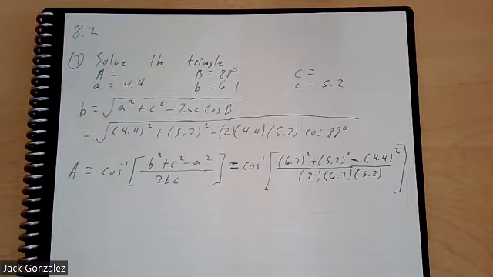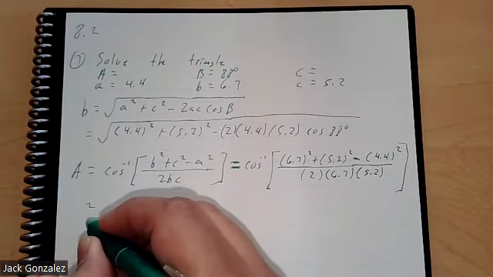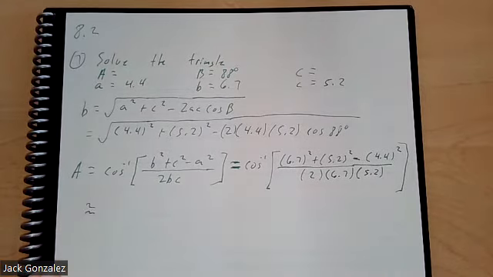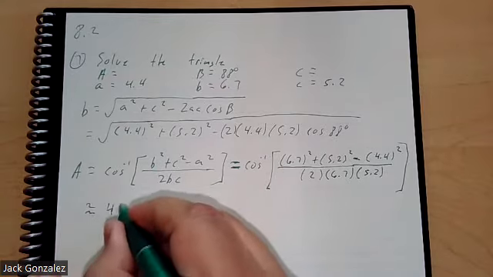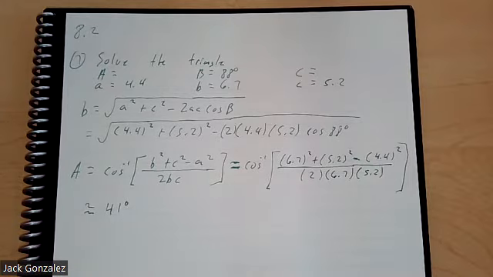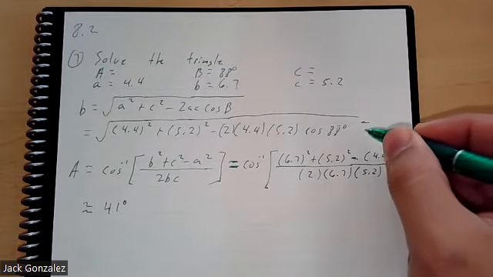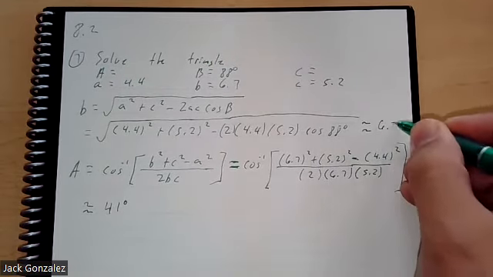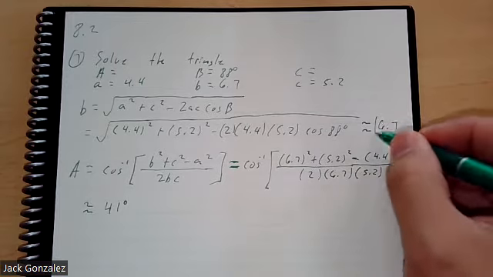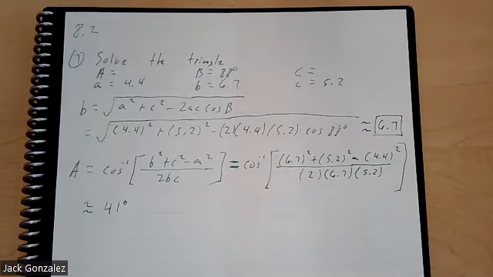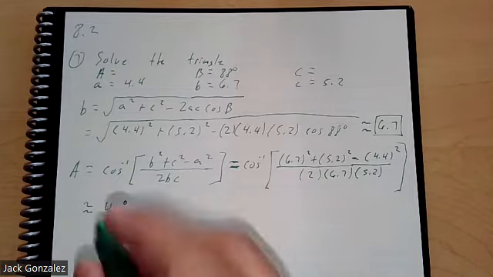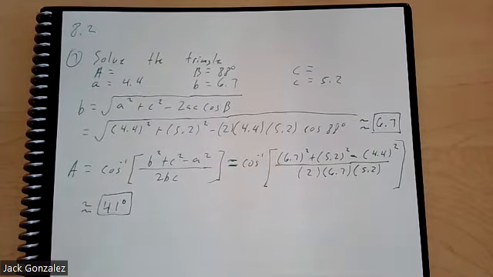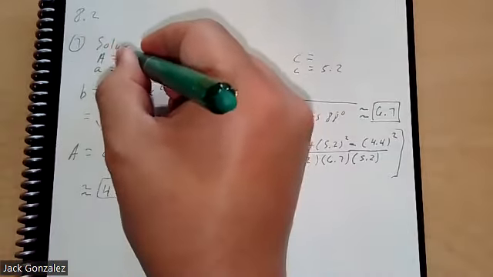Yeah, that's good. You got to write the answer. You guys get 6.7 for B? Okay. You guys agree with 41 degrees for A? Okay, then we're good. Last part's the easy part, right?